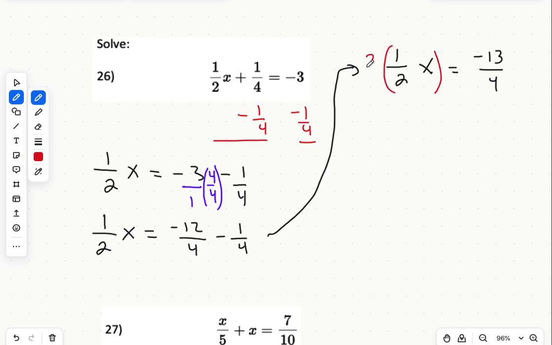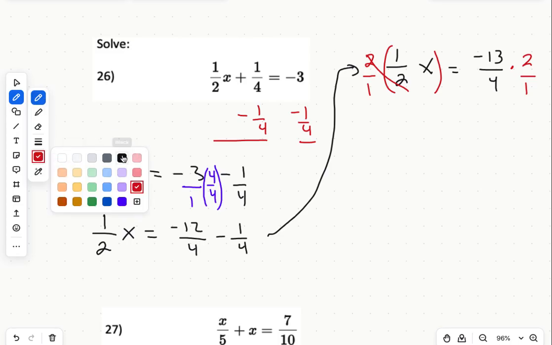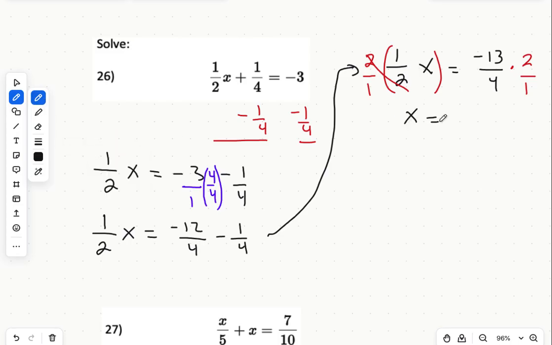Since this is a 1/2, I'm going to multiply both sides by 2 over 1 to have that reduce out. And that's the same thing as dividing both sides by 1/2. It's just kind of skipping the messy step. So a lot cleaner that way. And now that will give us x equals, I can reduce right here. I have a 2 and a 4, so 2 goes into 2 once, and 2 goes into 4 twice. And so that will leave me negative 13/2.